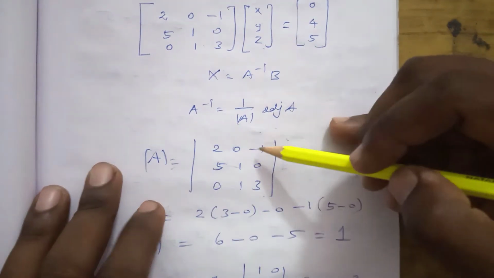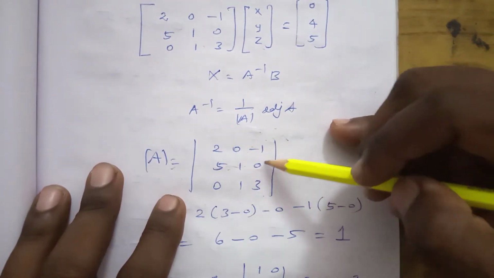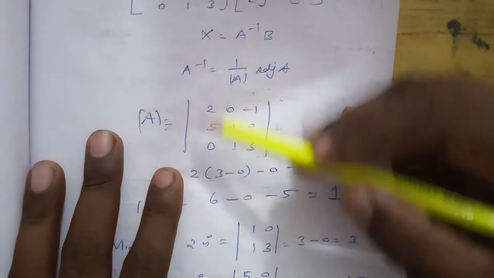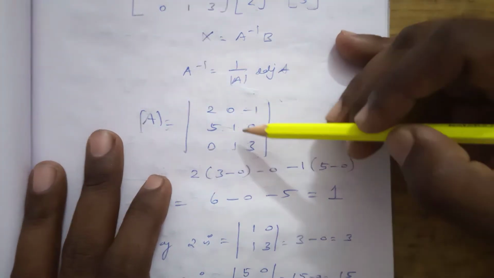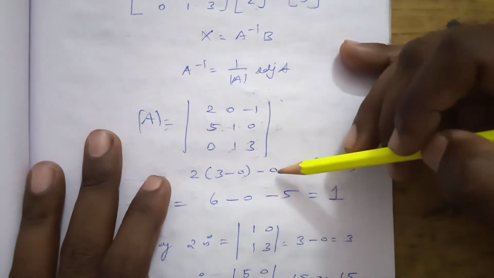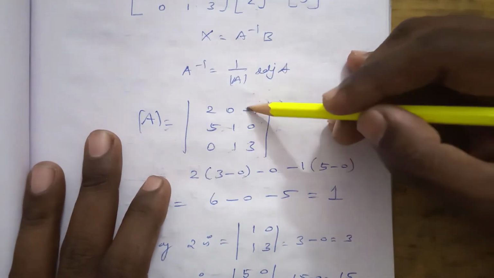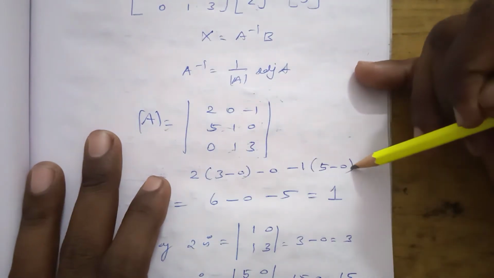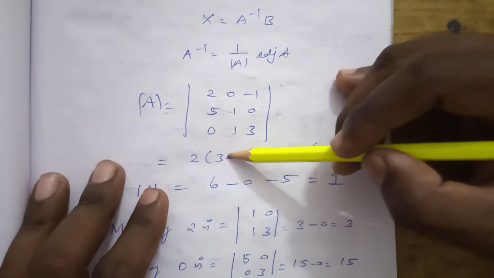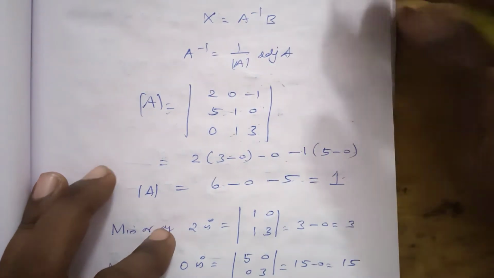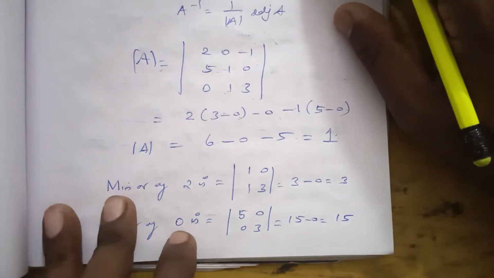So determinant A equal to 2 0 minus 1, 5 1 0, 0 1 3. Determinant of this 3 by 3 matrix. So 2 into 3 minus 0, minus 0 into anything is 0. So we have to put 0, minus 1 into 5 minus 0. So the value is 2 into 3 is 6, minus 0, minus 5. 6 minus 5 is 1. So determinant value is 1.